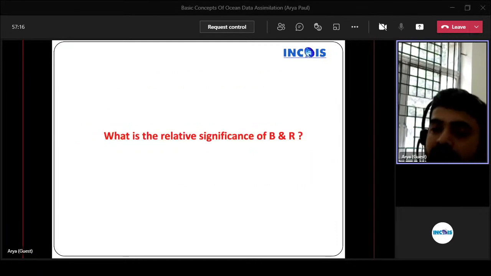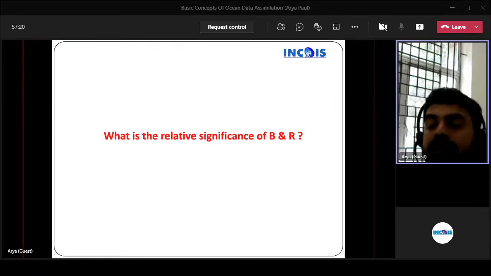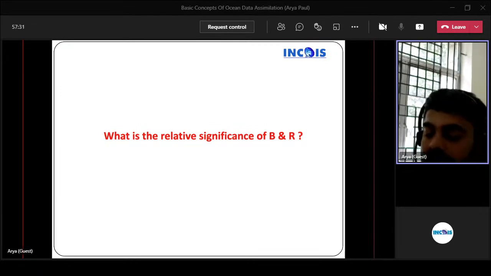So like I said, the model error covariance and the observation error covariance, both of these are very important, and both play a very important role during data assimilation. And we'll try to understand it through some very simple examples.